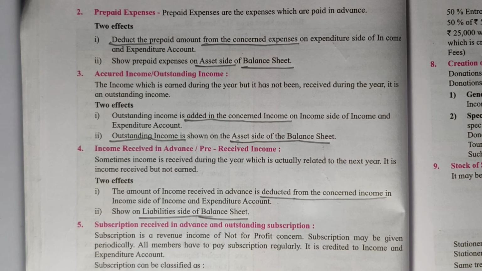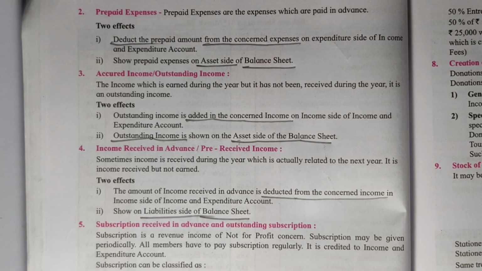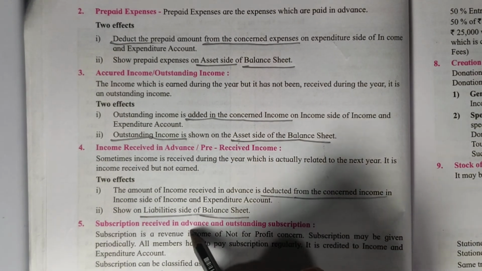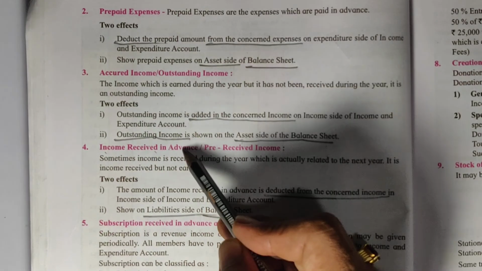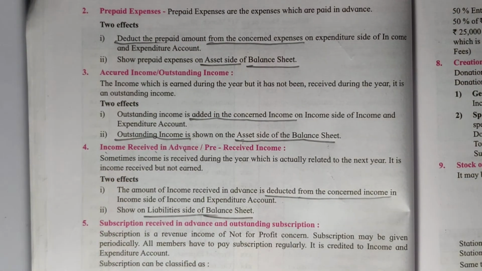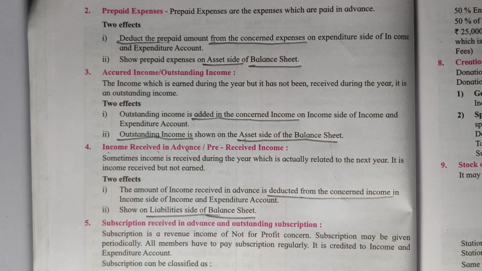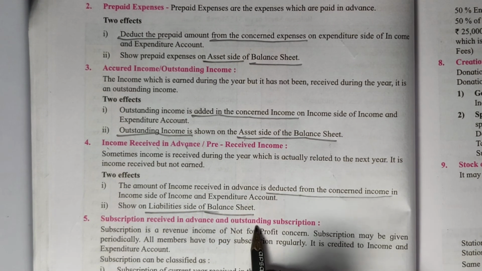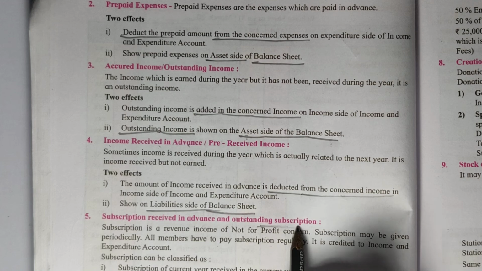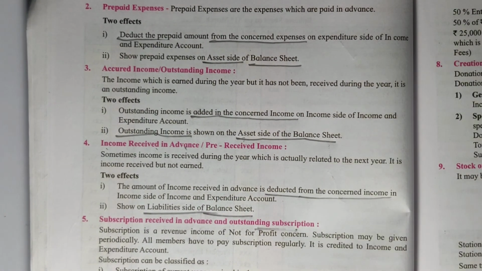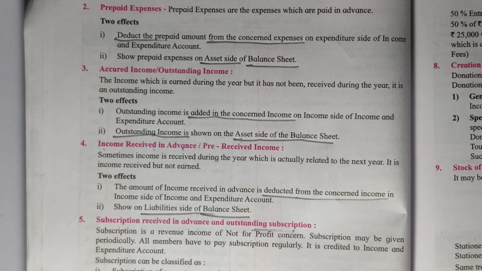Next is subscription received in advance and outstanding subscription. If subscription is received in advance, it is something like income received in advance. So we will deduct it from subscription received and we will record it in the balance sheet liability side. If subscription is outstanding, that is not yet received, then we will add it to subscription, and second effect we will record it in the balance sheet asset side.